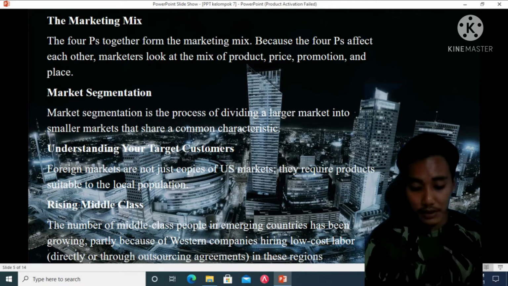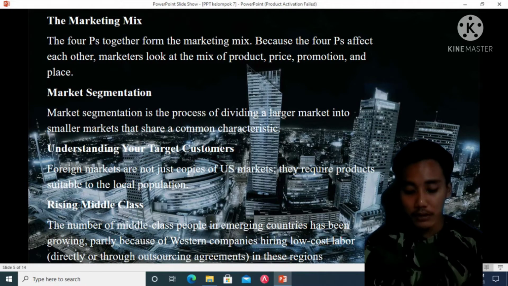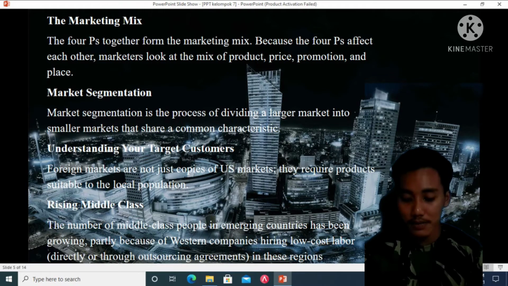Next, reaching the middle class. The number of middle class people in emerging countries has been growing, partly because of recent companies bringing low cost offers to this region.